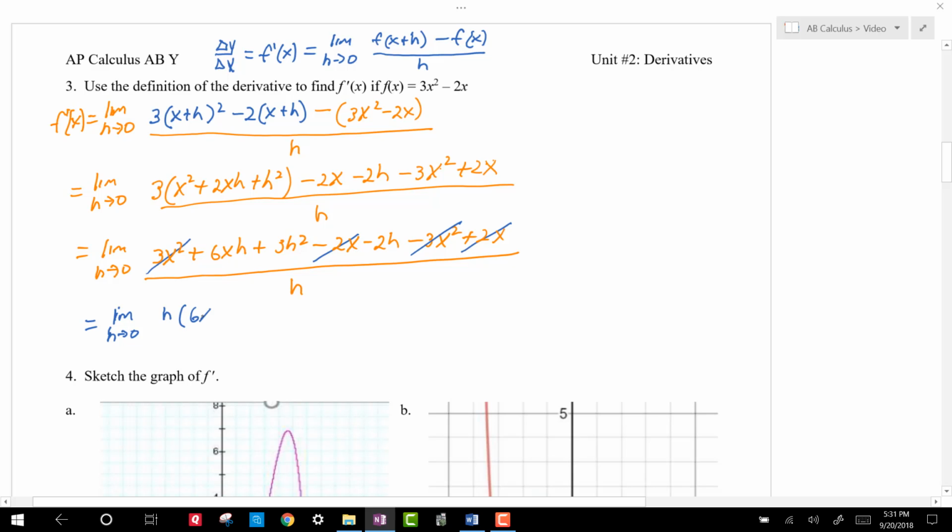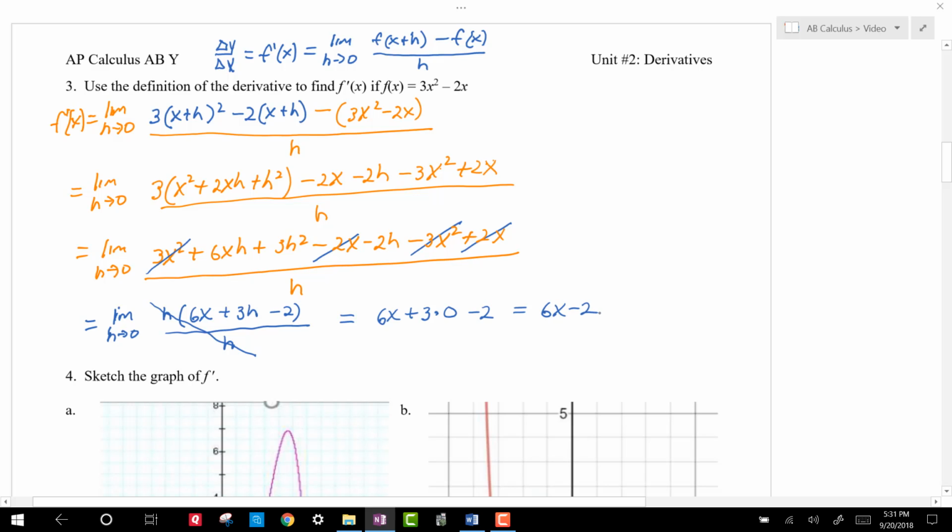So I'd have 6x left inside, plus 3h, minus 2, all divided by h. So hopefully that made sense, because the whole idea here is to cancel these h's out. Once I cancel the h's out, I no longer have a situation where I'm going to end up with 0 in the denominator. So now I can plug in 0 for h. This is 6x plus 3 times 0 minus 2, which is going to equal 6x minus 2.